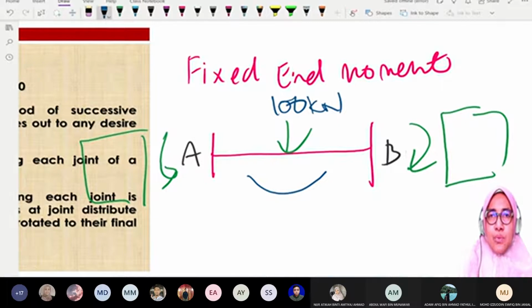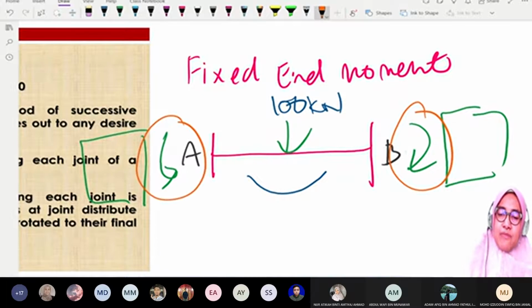When the beam is loaded with any type of loading, maybe a point load, maybe a UDL, maybe a triangular load, maybe a point load not at the center of the beam, the beam will deflect. When the beam deflects, there will be fixed end moment. We call it fixed end moment. That will push back at A and B, so that the bent beam will move back to its original position.